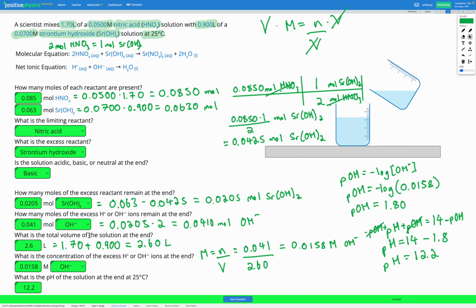You're then going to use the total volume of the solution by adding together the volumes mixed together initially, and you're going to divide the number of moles of H plus or OH minus ions by the volume of the solution to figure out the concentration of H plus or OH minus ions. Finally, you're going to use that in the pH or pOH equation to figure pH or pOH out. If you found the pOH, you're also going to have to use that equation for converting between pH and pOH in order to find our pH in the end.